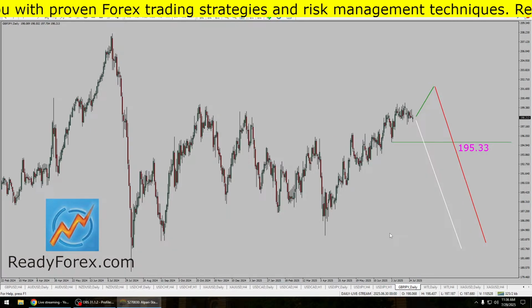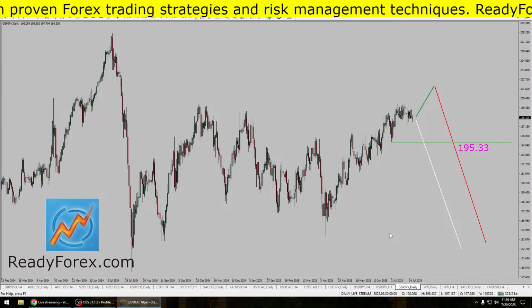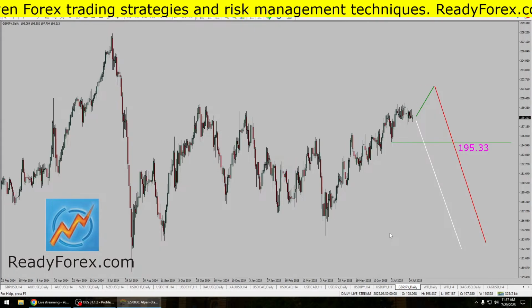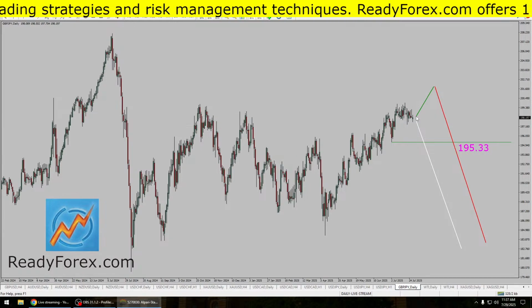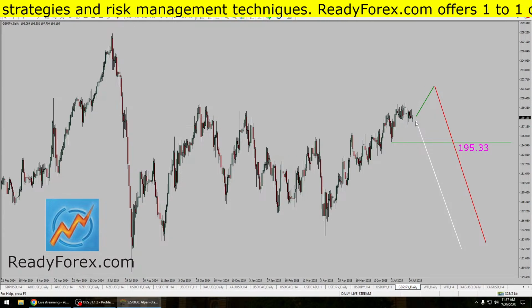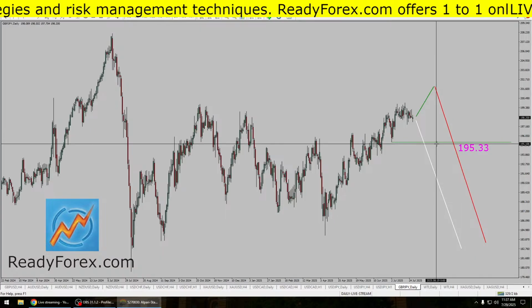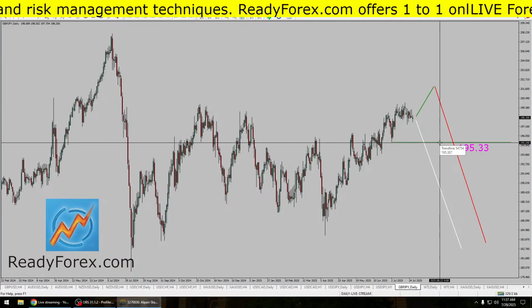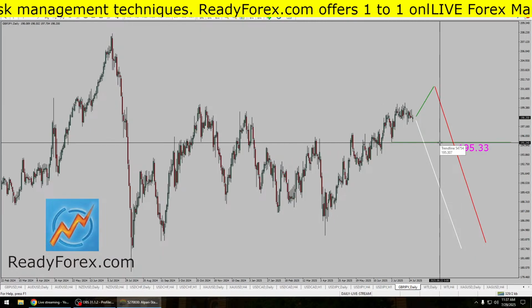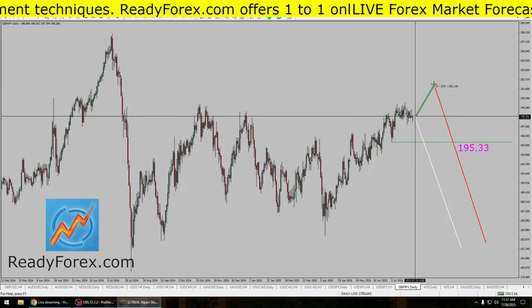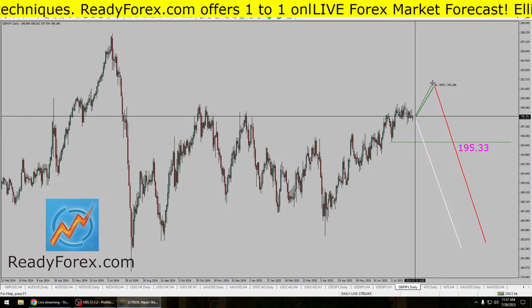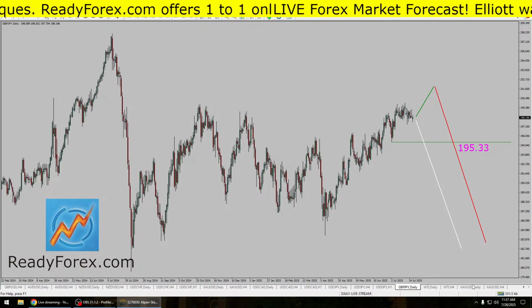My preferred Elliott wave count in pound yen suggests that GBPJPY is most likely going to rise up. It's not going to drop. However, I do have an alternative Elliott wave count which suggests price action is going to drop below 195.33 level. But that's the alternative Elliott wave count. The preferred wave count suggests expect a bullish breakout first, and then market is going to drop.